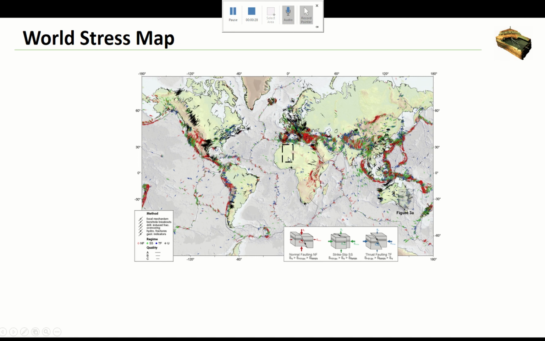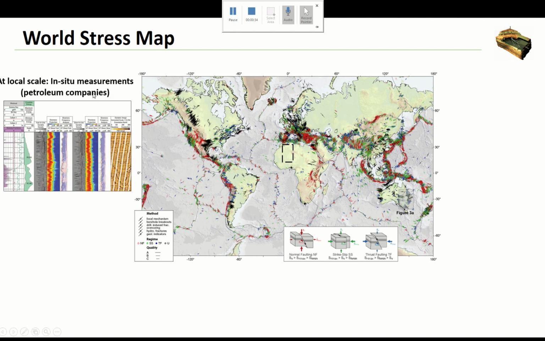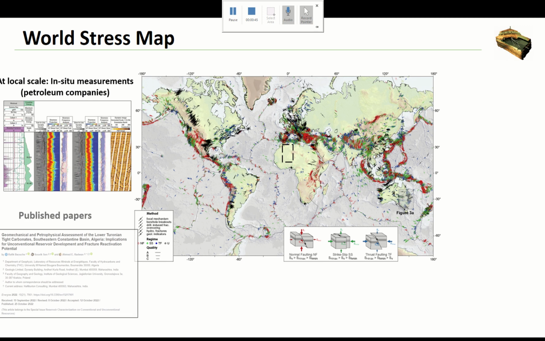At regional scale, measurements are not abundant due to confidentiality of the input data for petroleum companies, for example, well logs, seismic data, and frac measurements. But recently, we can find some published papers about stress orientation that can be used as reference for the area of interest.